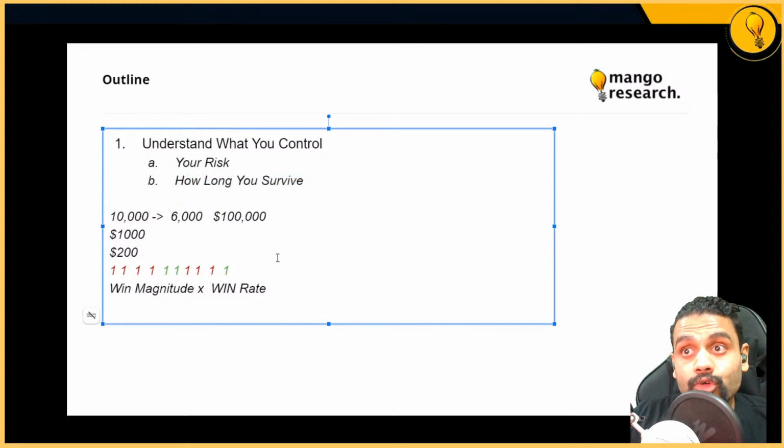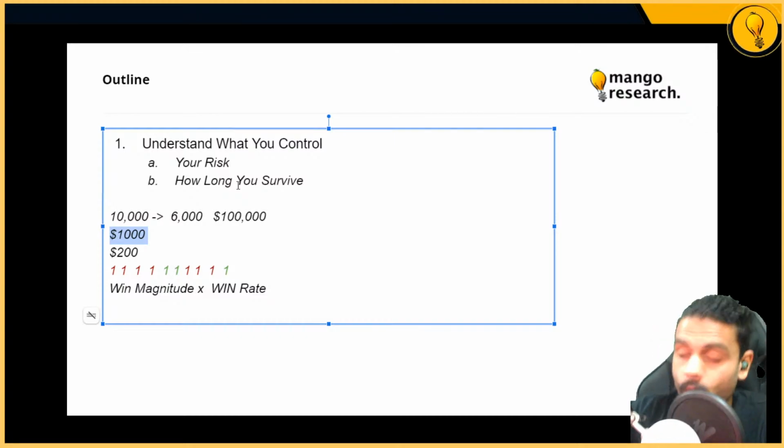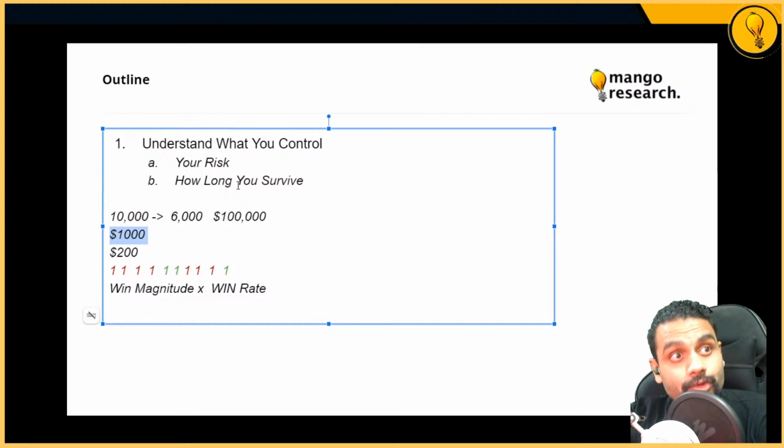So how you control your risk, how much you're losing on your invalidation, allows you to control how long you survive the game to be part of the wins when they do come. Because you do not know when the wins will come. You never know. Okay? All you can control is, I just want to survive long enough to be part of the wins.